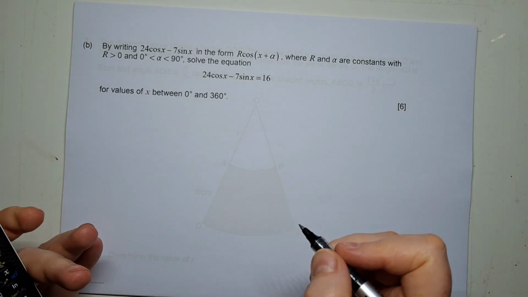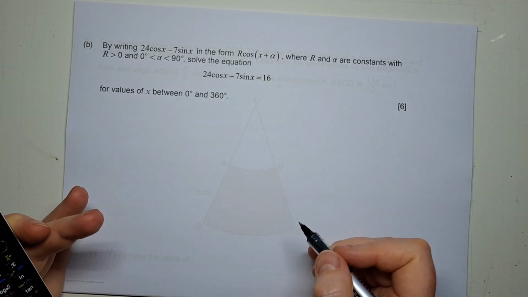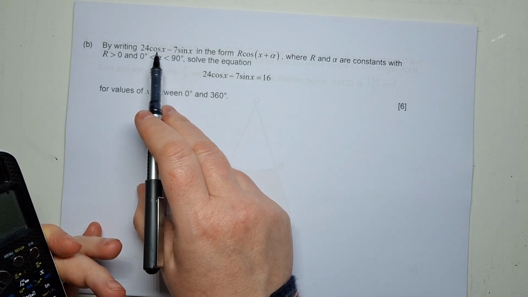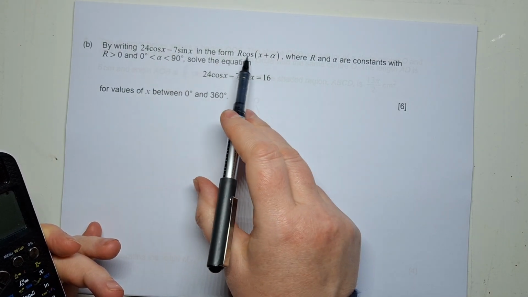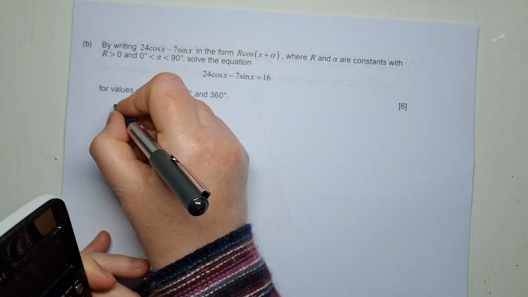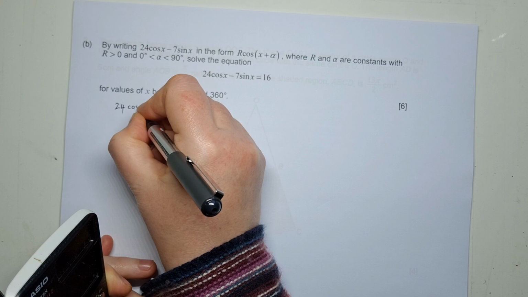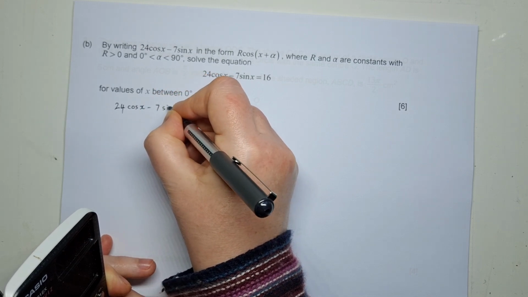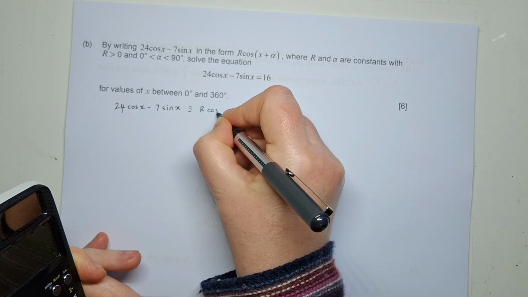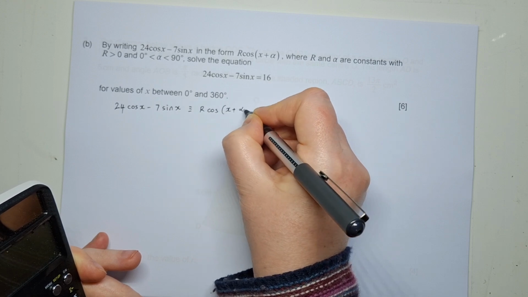Question B. Right, so it tells us the pattern that we're going to use. If it didn't give us a pattern, but we could see we'd got a cos term plus or minus a sine term, we could choose the pattern, but we just follow through from the formula book. So 24 cos x minus 7 sine x is the same as r cos(x plus alpha).